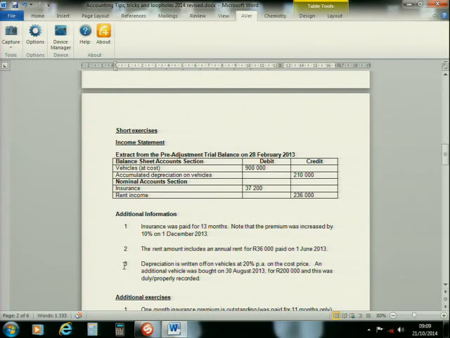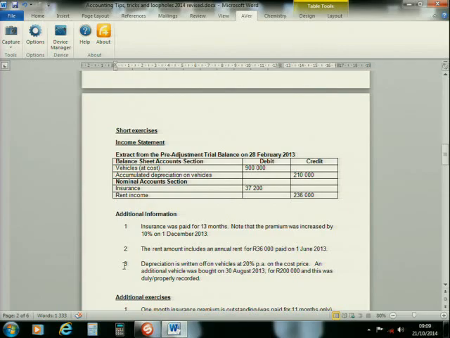You have there on your screen under additional information, number 3, depreciation is written off on vehicles at 20% on the cost price. An additional vehicle was bought on the 30th of August 2013 for 200,000, and this was duly or properly recorded. But before you attempt this adjustment, let me just say this quickly regarding the writing off of depreciation.